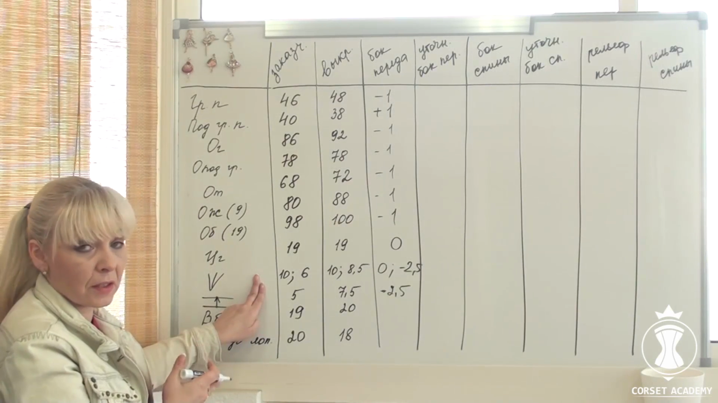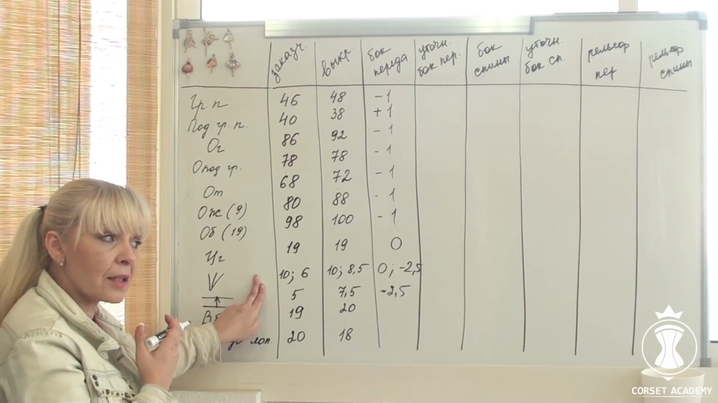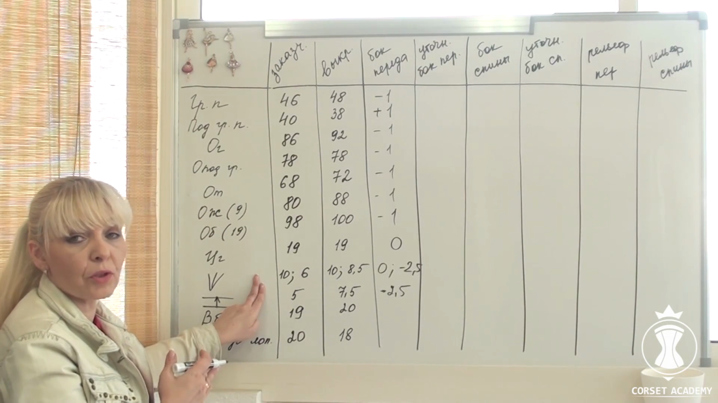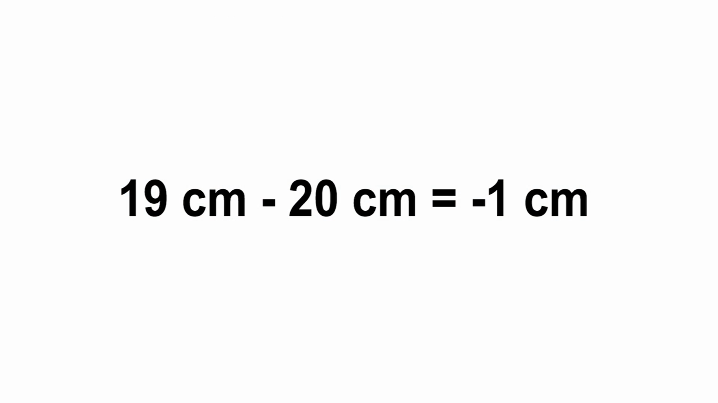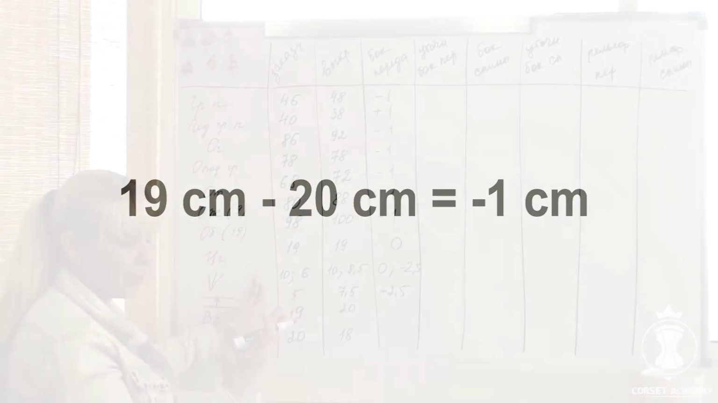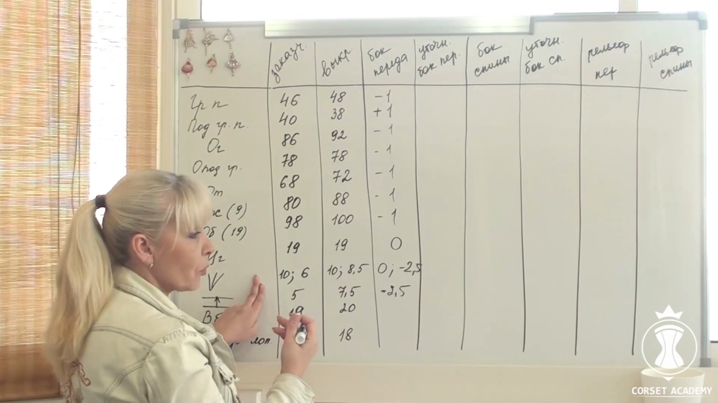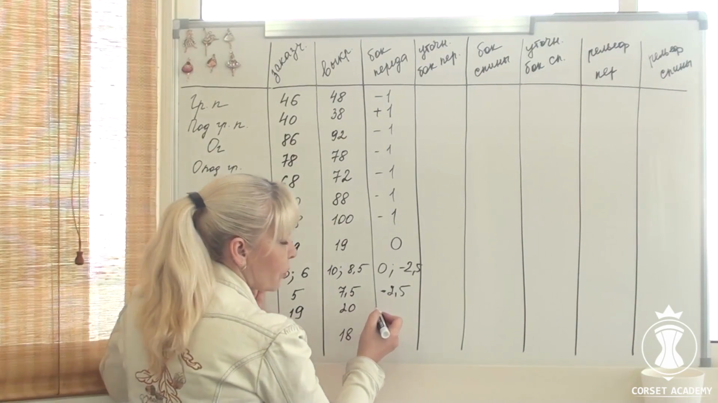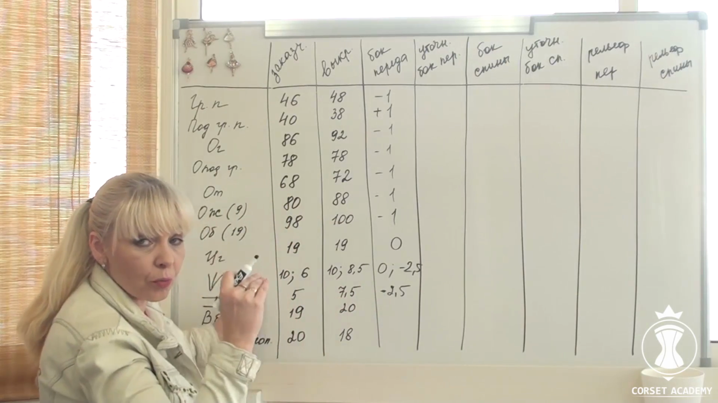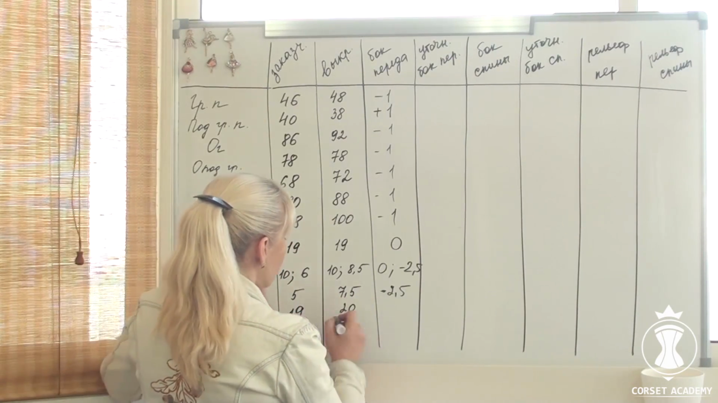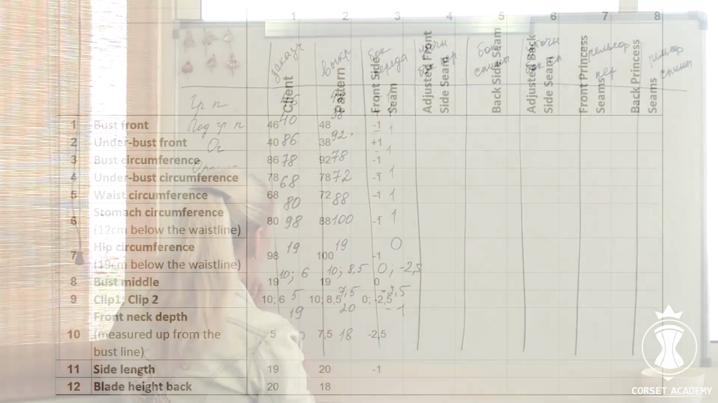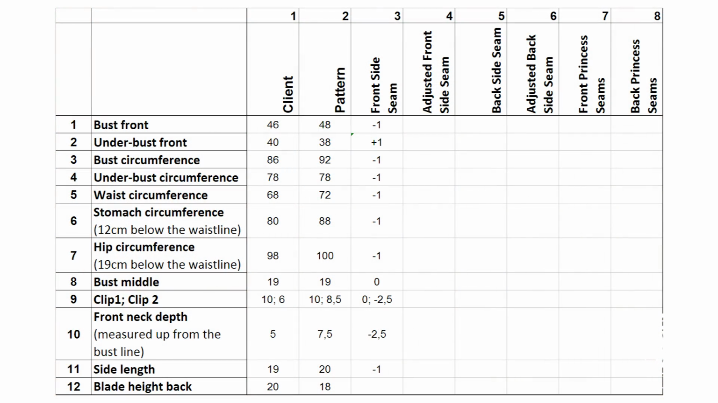Side length is 19 centimeters on the client and 20 centimeters on the pattern. 19 centimeters minus 20 centimeters equals -1 centimeter. The side length measurement is 1 centimeter bigger than needed. I write the pre-estimated value of -1 centimeter in the table. I will double check it when building the pattern.